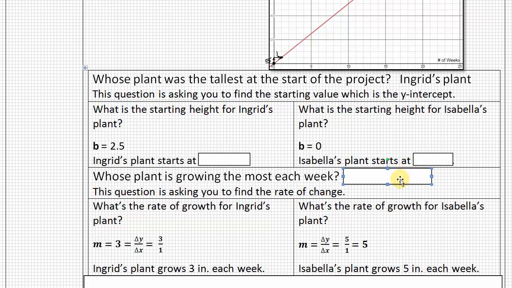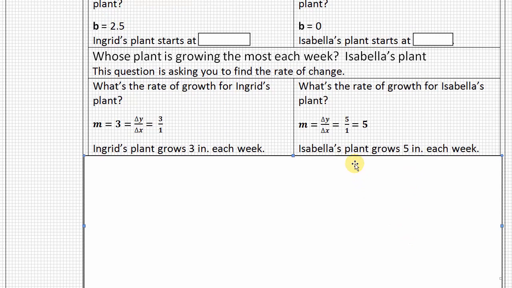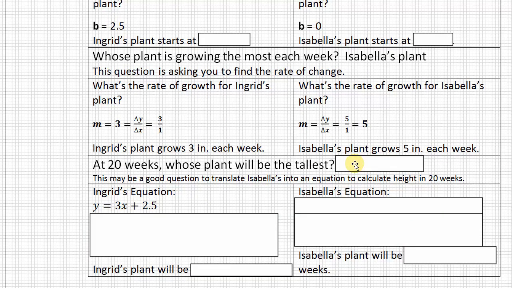So whose plant is growing the most? Well, Isabella's is growing 5 inches, so Isabella's plant is growing faster. And for our final question, then, we want to say, well, whose plant is going to be the tallest in 20 weeks? And so we already have Ingrid's in an equation, and we're using weeks here, so since x represents weeks, we can plug 20 in. For Isabella's, we might need to do a little bit more work, and we need to use this information from the first 2 questions to write her equation and then do some calculations.